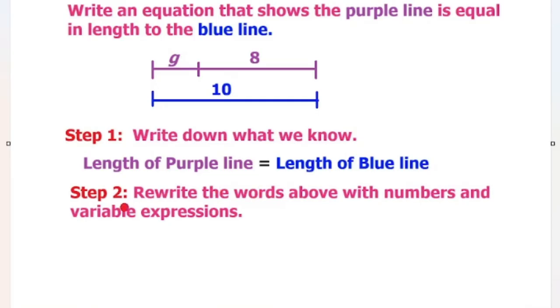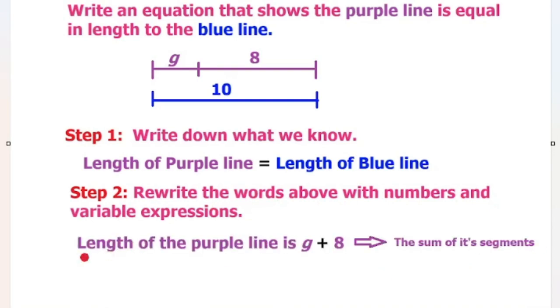So step two, rewrite the words above with numbers and variable expressions. So we know the length of the purple line is G plus 8. This is G and this is 8. These are the segments of the purple line. The sum of the segments is its length, right? G plus 8 is the length of the purple line. The length of the blue line is 10. It says so right here. That's the length of the blue line.